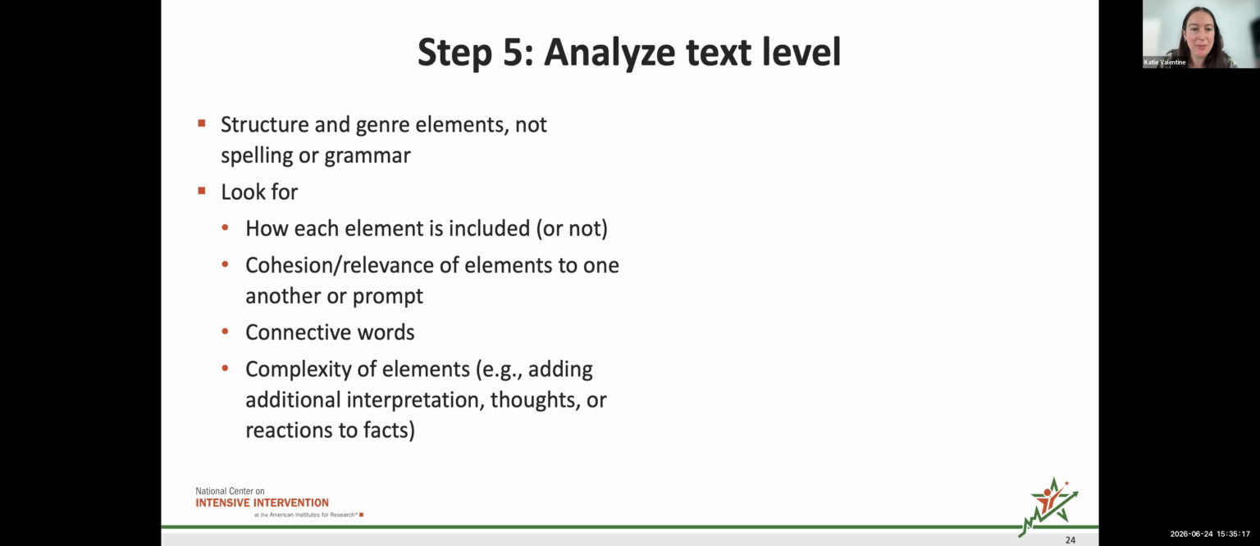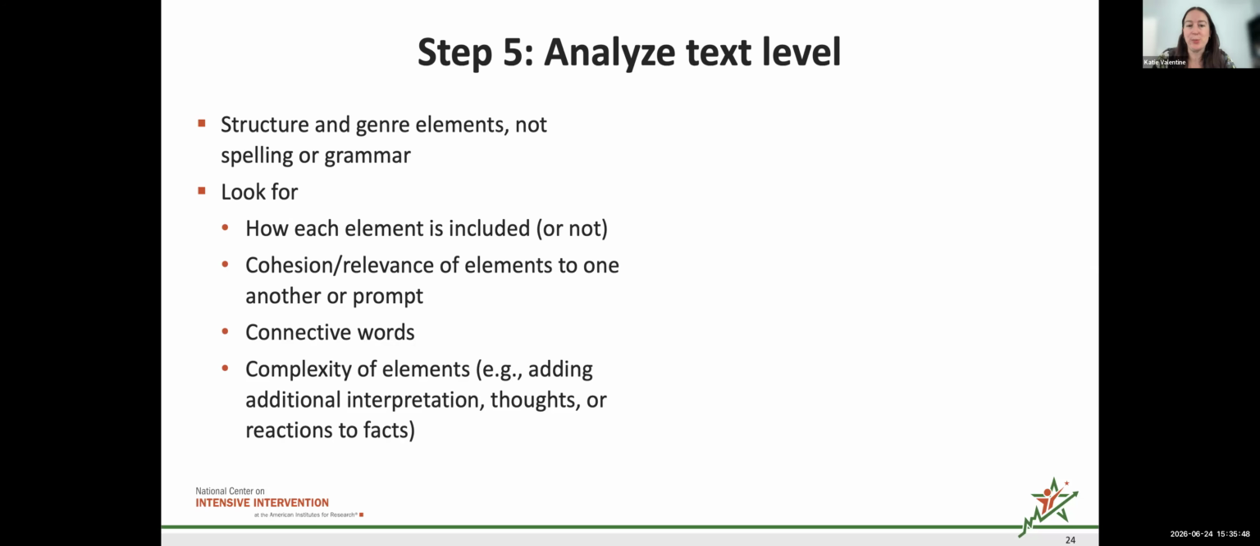Okay, wrapping up our error analysis, we're coming in on the last level. We've done subword, word, sentence, and now the text level, looking at the structure of their overall writing. The text level looks at those elements that we would expect to see in that genre and not the spelling or the grammar. We paid attention to those in our sentence level and word level errors, and we certainly will provide feedback and instruction as needed there.